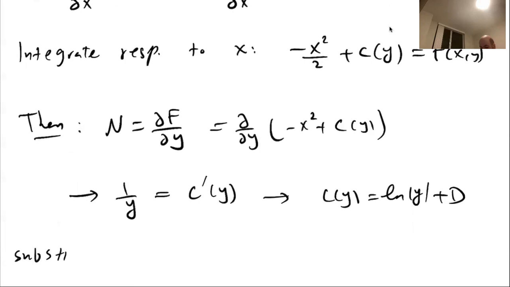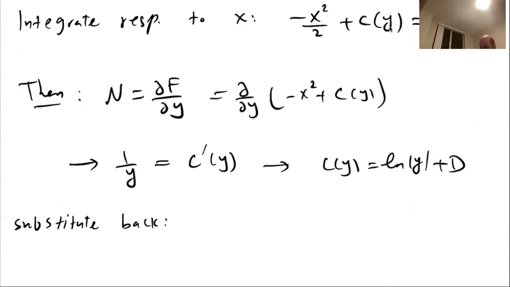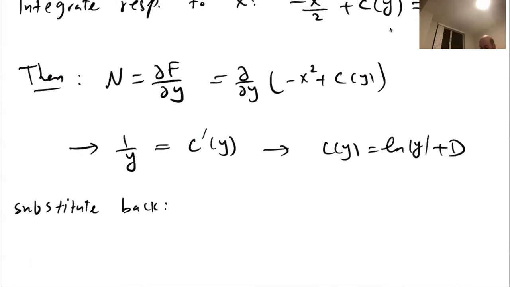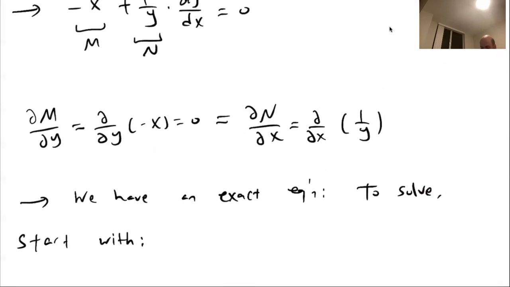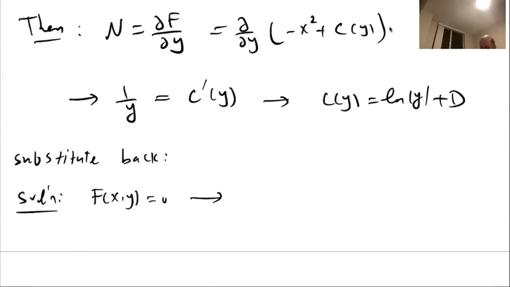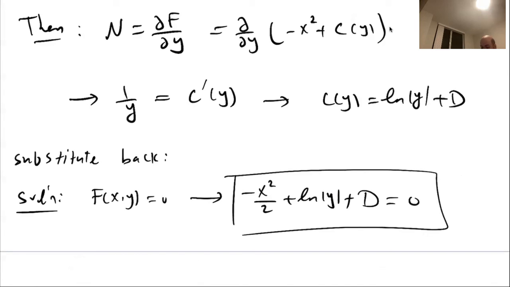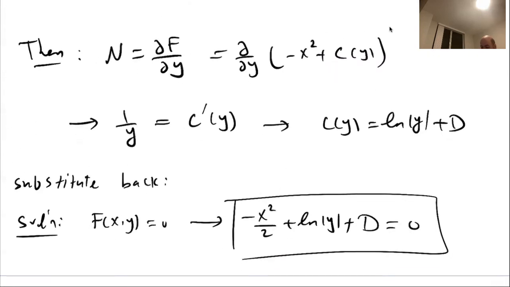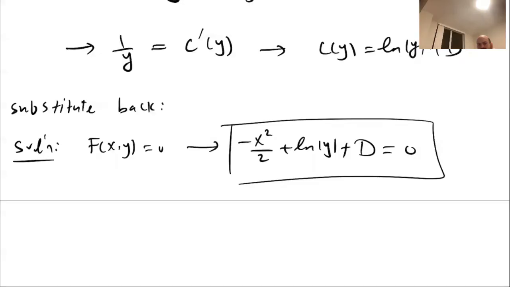Substitute back. Then the solution will be f of x and y equals 0. And f of x and y is minus x squared over 2 plus ln absolute value y plus d equals 0. So this is the solution for our ODE.